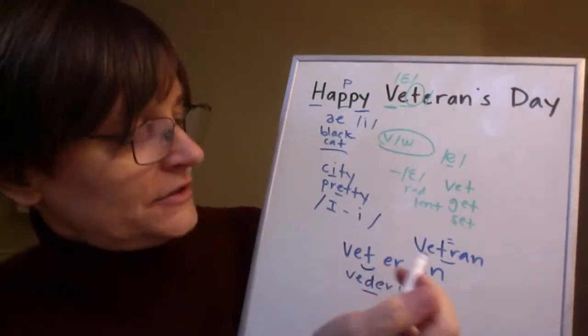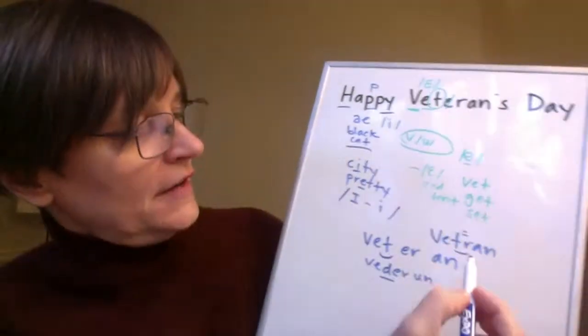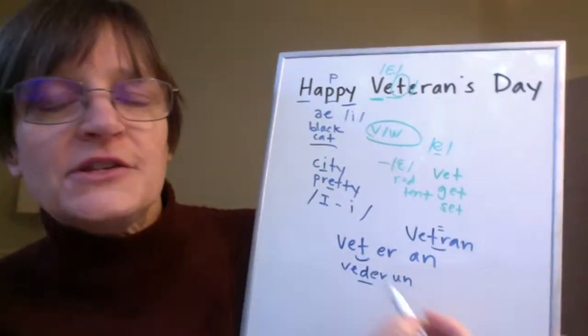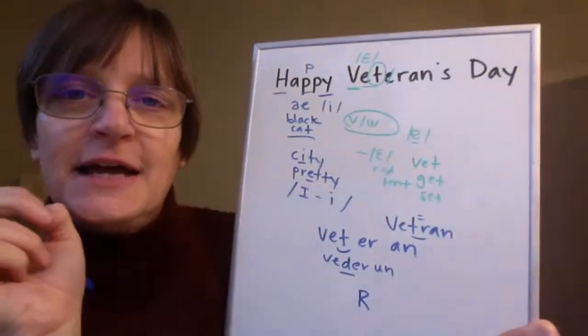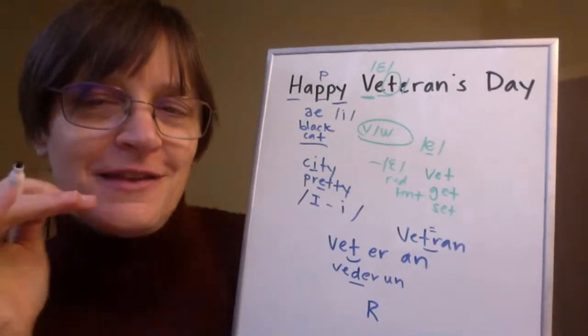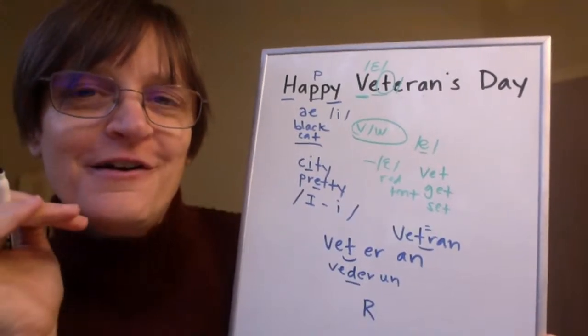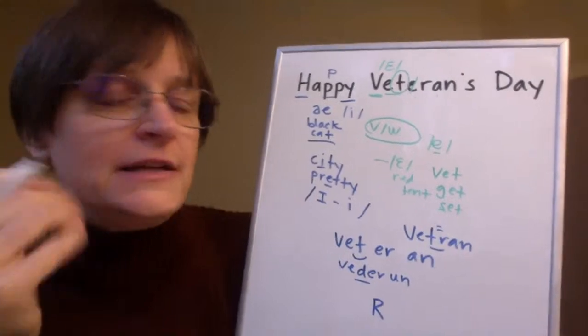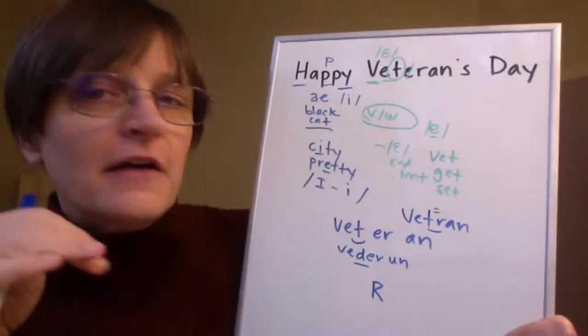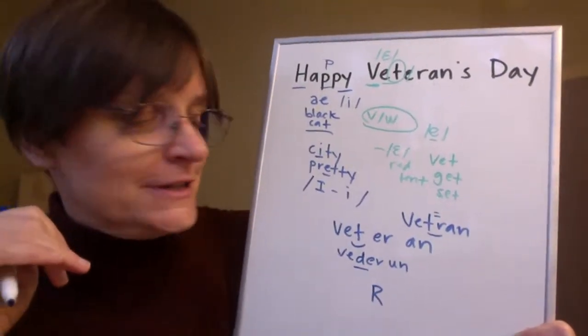Okay. So yes, watching out for if I'm doing veteran or veteran, I still need my American R, which is always going to be my tight back R. I want to make sure that I'm using the back of my tongue to form that R rather than the front. I don't want to roll veteran or veteran. I want my tongue back, veteran, veteran.